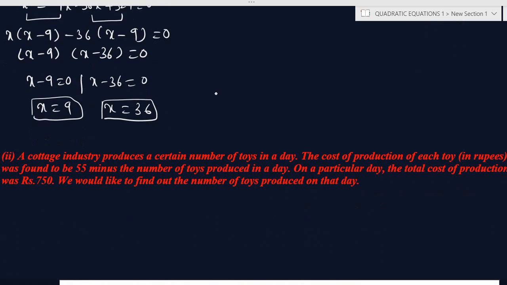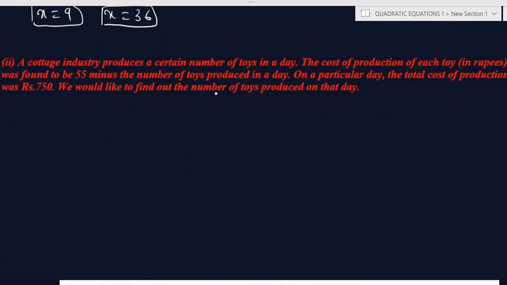Let us move to the next question now. Before that, if John is having 9 marbles, then Jeevanti, this is with John, Jeevanti is how much?